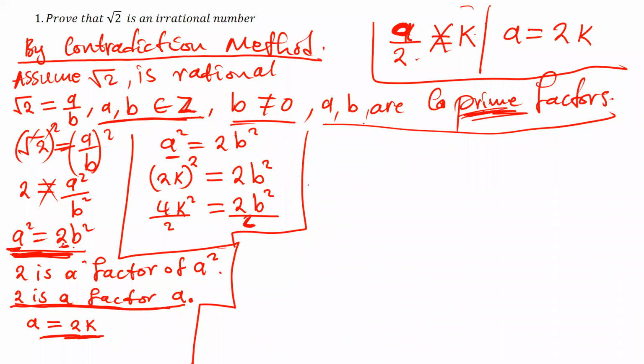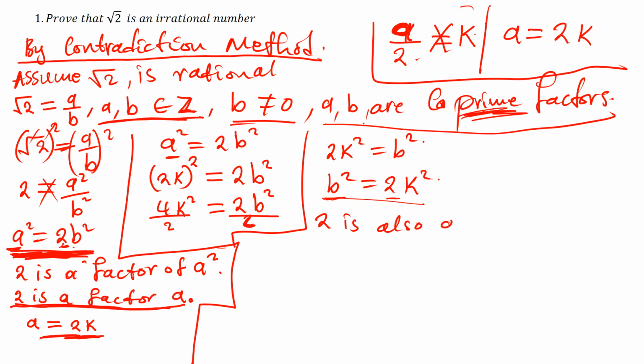So when I divide everything there, I'm getting 2k squared being equal to b squared, which can also be written as b squared is equal to 2k squared. Now, having written this statement, the next observation is that when you look at this statement and this statement, they are similar in the way they appear. So what it means is that this 2 is also a factor of what? B squared.